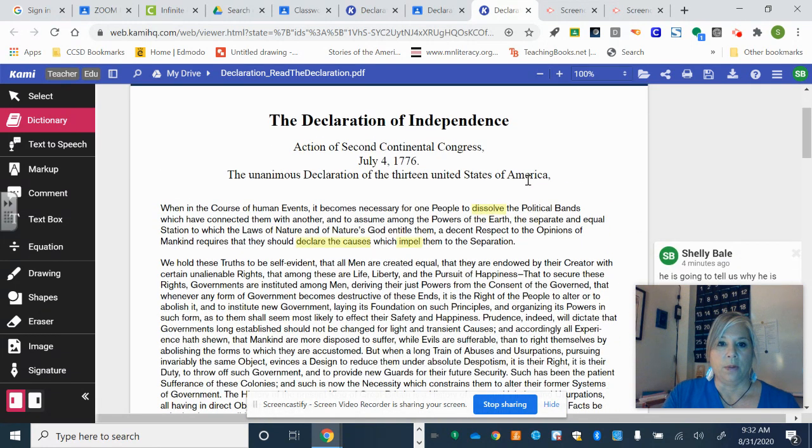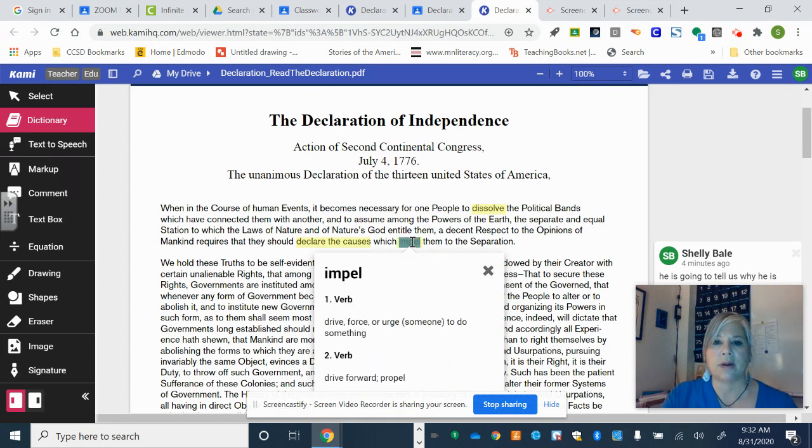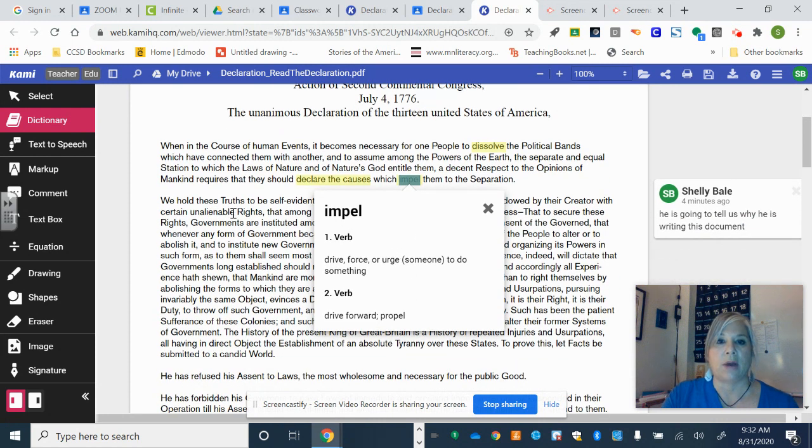Okay, so the declaration starts off with this first little introductory statement. When in the course of human events it becomes necessary for one people to dissolve the political bands which have connected them with another, and to assume among the powers of the earth the separate and equal station to which the laws of nature and of nature's God entitle them, a decent respect to the opinions of mankind requires that they should declare the causes which impel them to the separation. So again, there's that word impel. I'm unsure of what that is. So I hit my dictionary, highlight the word, and it tells me something about that word to help me understand.